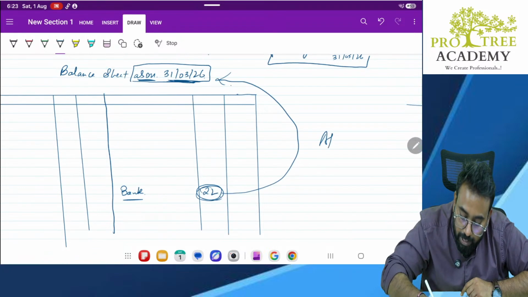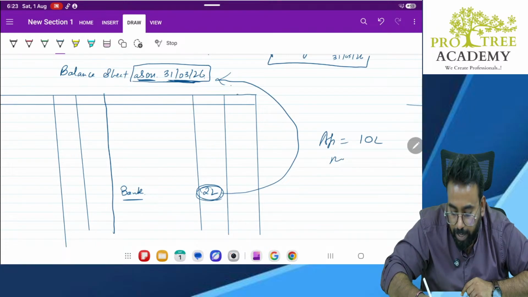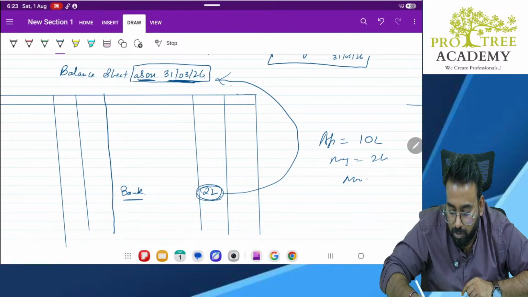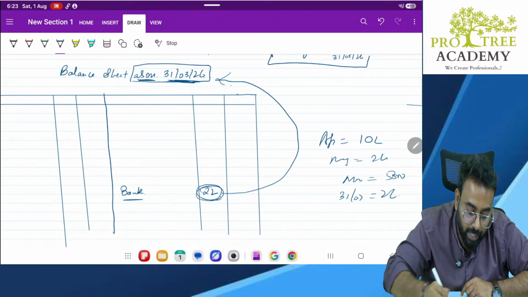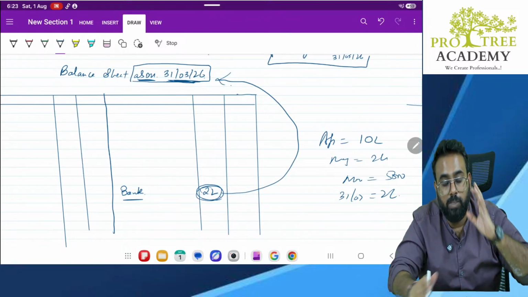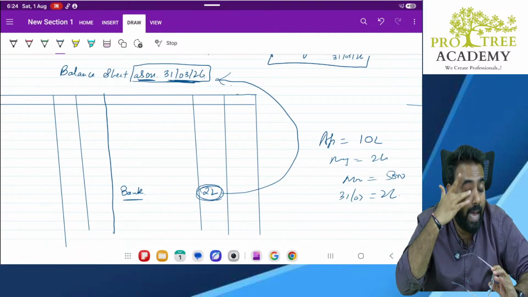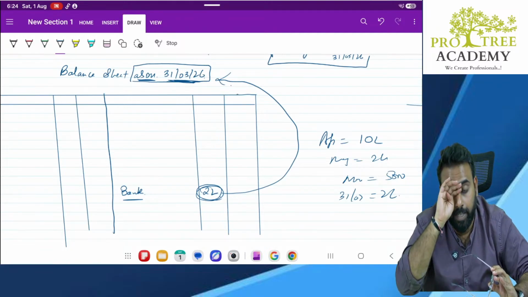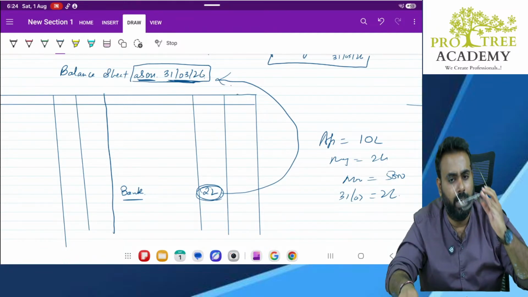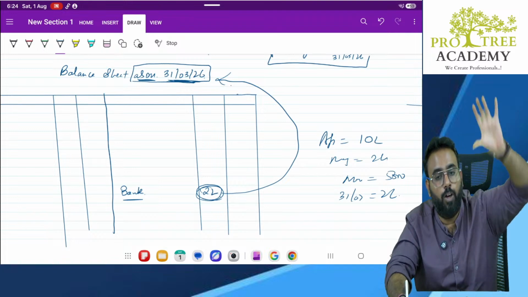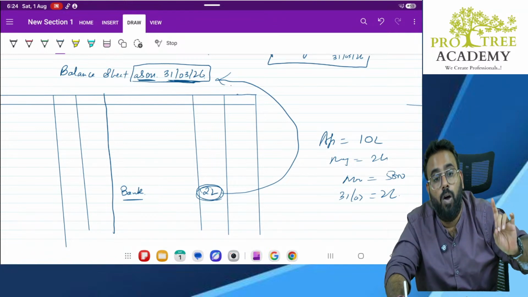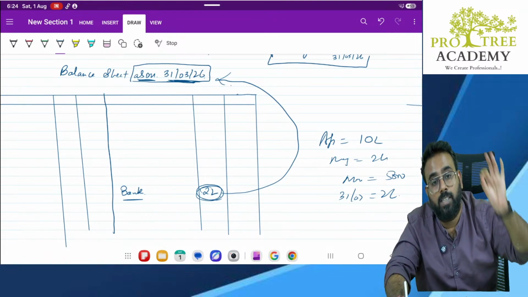In April, your balance might be 10 lakh. In May, your balance might be 2 lakh. In March, your balance might be 50,000. On 31st March, your balance is 2 lakh. You're understanding? So, whatever items are displayed on the balance sheet, the balances are as on that date. That means a balance sheet is prepared on a particular date and the value of those items are to be read as on that day.